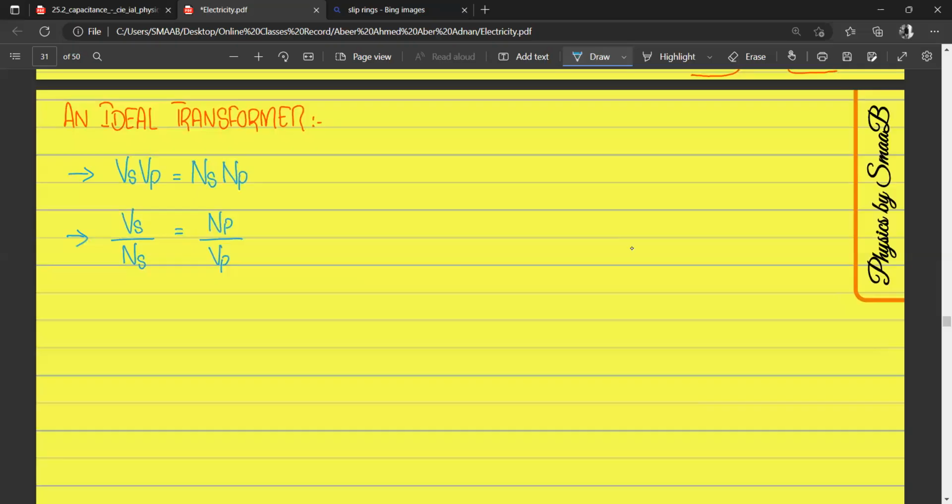Any confusion? No. So these are the formulas which we are going to use in our questions, or we can also use the formula that the voltage of the primary coil divided by the secondary is equal to the number of turns in the primary coil divided by the number of turns in the secondary. So in our next class, when we solve the questions, we will discuss the formula and the conditions we are going to use in our questions on transformers and electromagnetic induction, right?